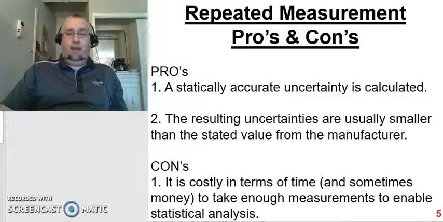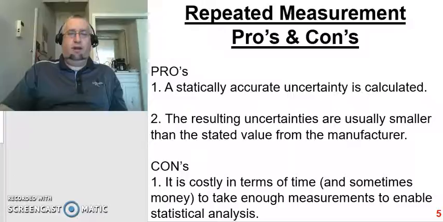The second benefit is that the resulting uncertainties are usually a bit smaller than the uncertainties that you would get using that other approach, using the specifications of your measurement instrument as stated by the manufacturer. And I'll talk about that in a little bit more detail in a subsequent lecture, but we won't focus on it now. The key drawback for the repeated measurement approach, as I described before, is that it's costly in terms of time and sometimes even in terms of money to take a statistically meaningful number of measurements.